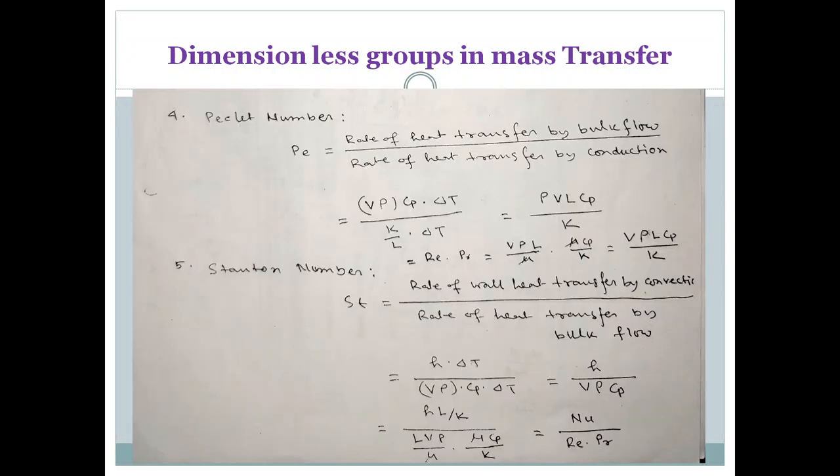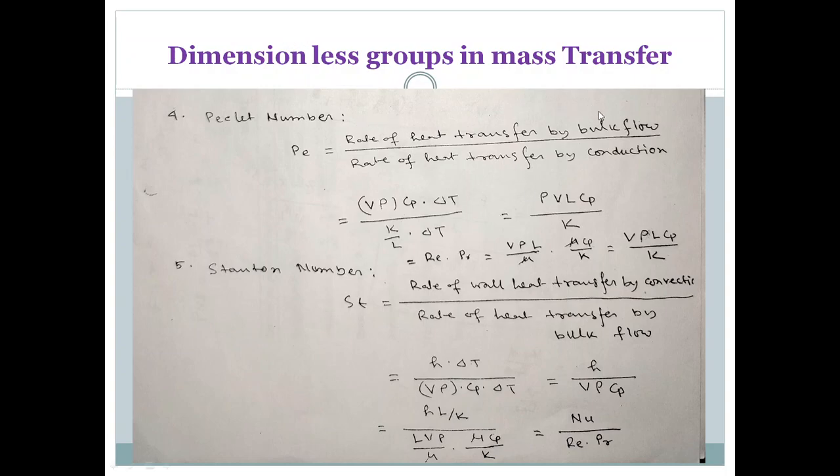Then you have studied the Peclet number. The Peclet number is the rate of heat transfer by bulk flow divided by the rate of heat transfer by conduction. This is very important. When a fluid is flowing, because the fluid itself has heat capacity, it will also carry the heat. That is heat transfer by bulk flow. And then there is a wall, where there will be some heat transfer by conduction.